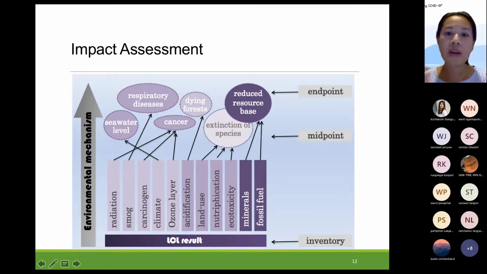But sometimes it can occur during the assessment. We call it the midpoint. Maybe it's short term, right? But for long term, like global warming or natural resources, sometimes we have to analyze the whole process. The result is like an endpoint of the impact, something like that.